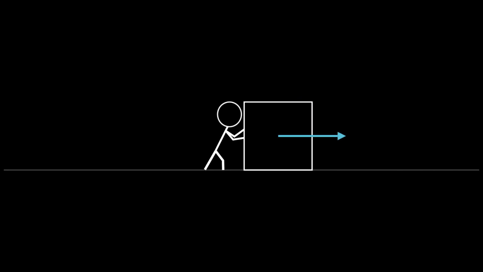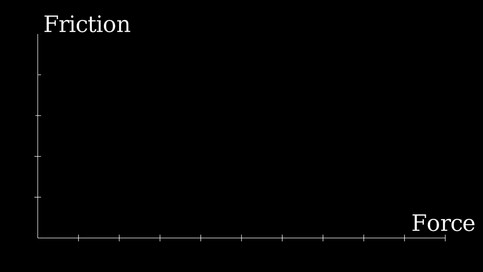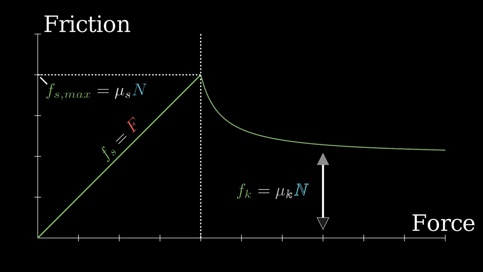If you've ever pushed something heavy before, you might have noticed that once you get it moving, it's easier to push than if you're trying to start moving it again. And this is because at the contact point, there's actually two coefficients of friction, the static one and the kinetic one. Once you get an object moving, the amount of force needed to keep it moving drops because the kinetic coefficient of friction is lower than the static coefficient of friction.